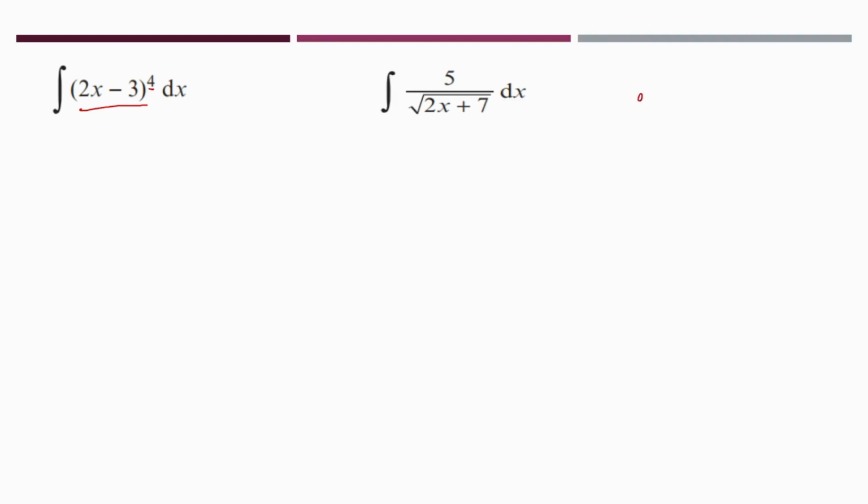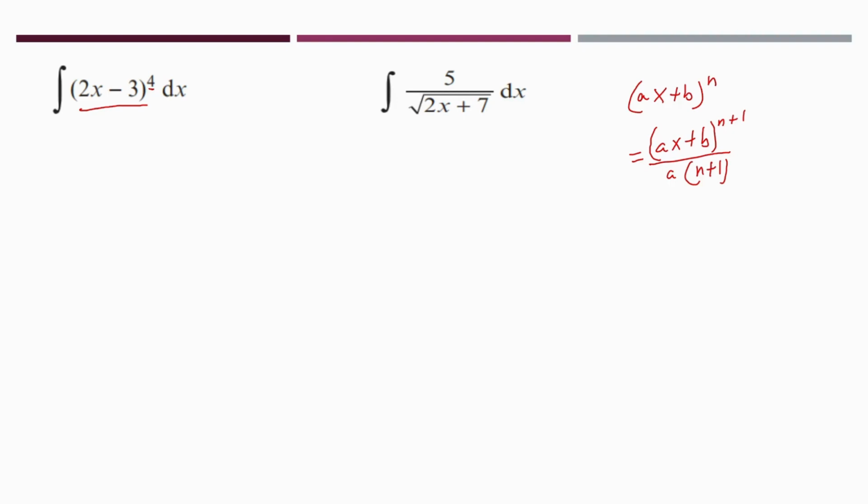So let's say you have ax plus b raised to the power of n. Alright, so the general formula for integrating this is going to be ax plus b raised to the power of n plus 1 over a into n plus 1. This is another general formula. This is not given and you have to memorize this. You have to use this in these type of questions. So let's try and apply it.